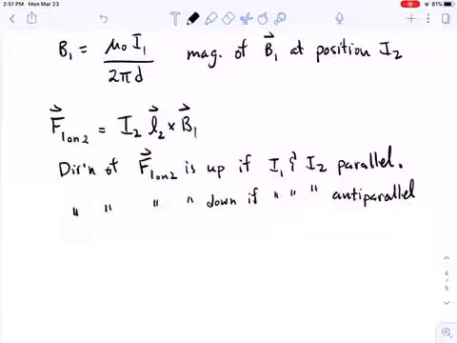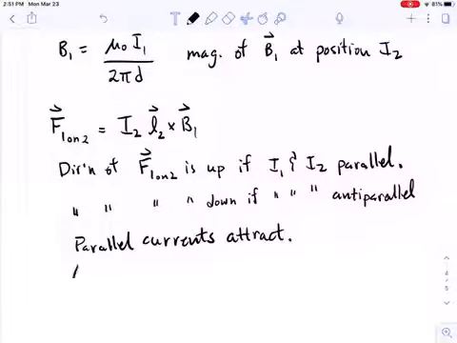So one way to summarize this observation is that parallel currents attract and anti-parallel currents repel.